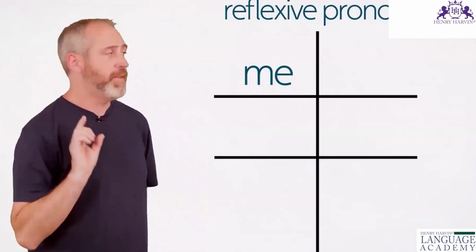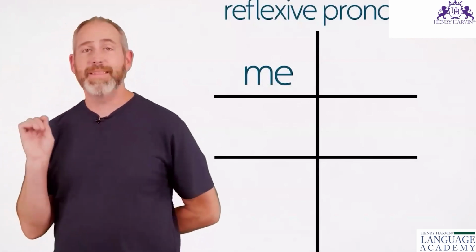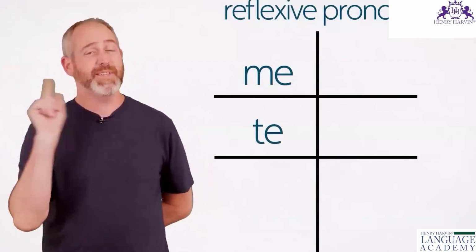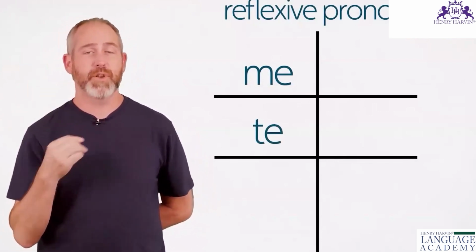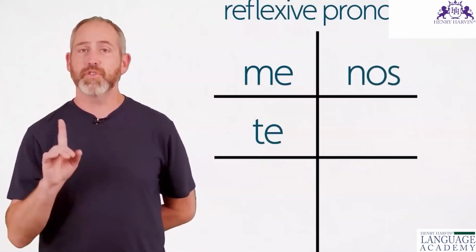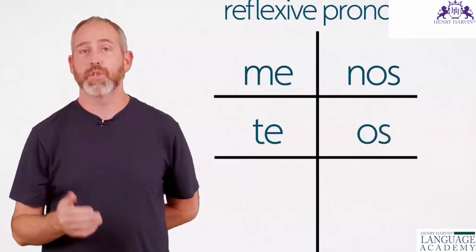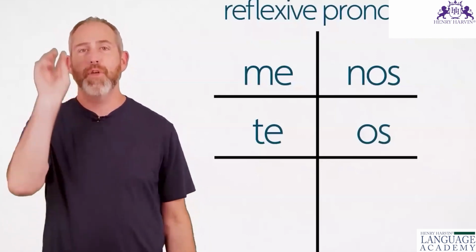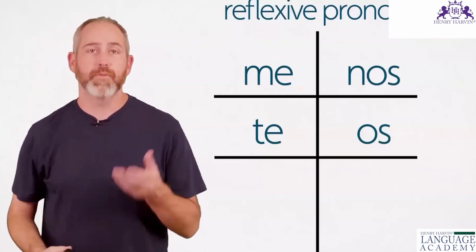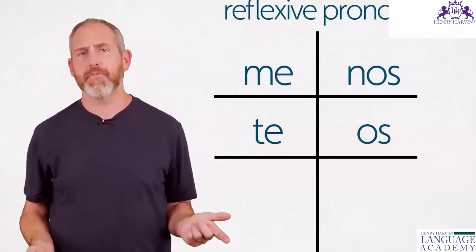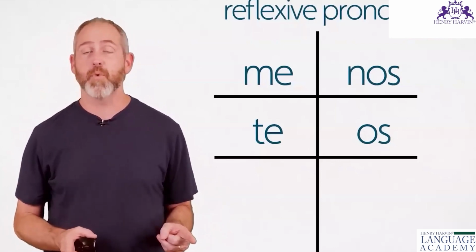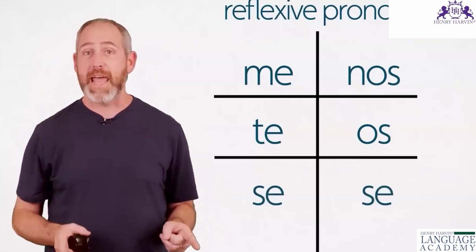And in the middle left, we're going to put te, just like the other ones we learned. And then let's go over to the top right. And for the nosotros form, we're going to use nos. And for the vosotros form, we're going to use os. So kind of get in your mind, those two on the left and the top two on the right are the same as what you've learned before. The only ones that are different are the bottom left and the bottom right. And those two are the same word, and that is se.